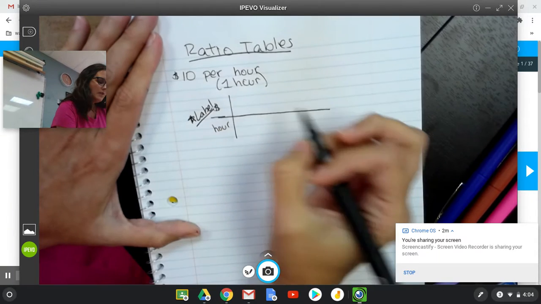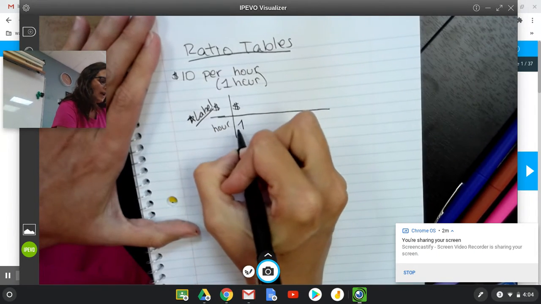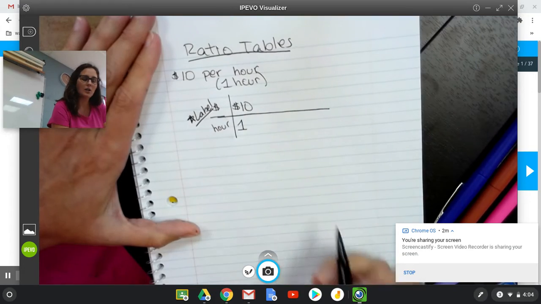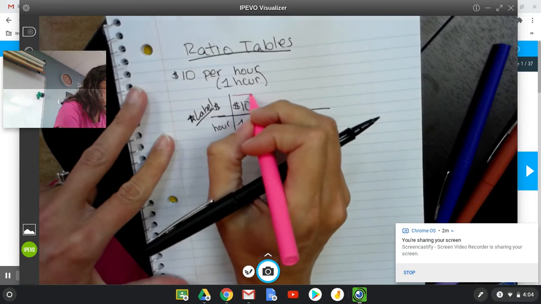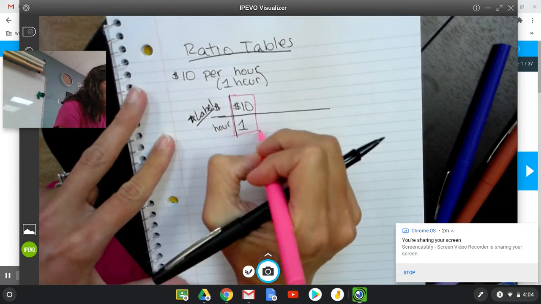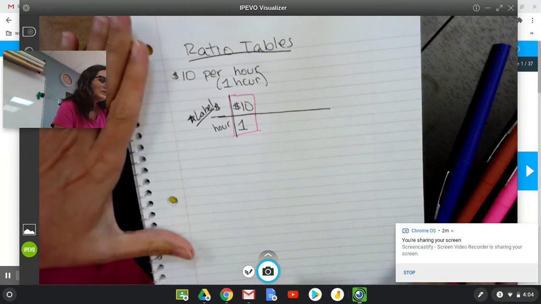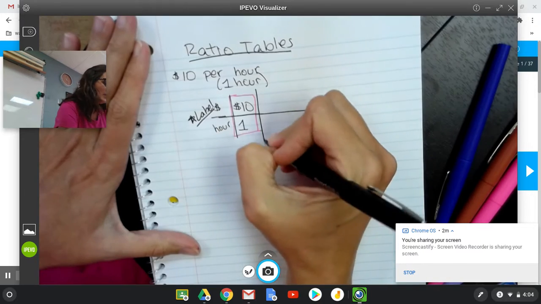So I know that for every 1 hour that I work, I'm making $10. This is the original ratio right here. So we've talked about this before. So we've talked about that we can scale up and scale down ratios.